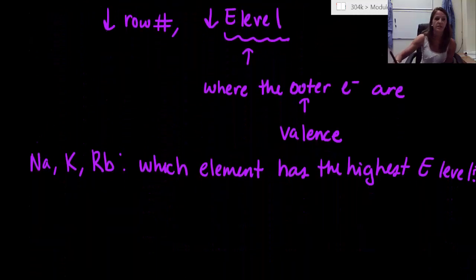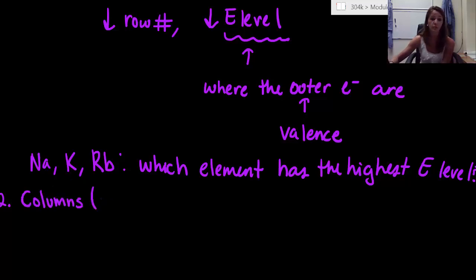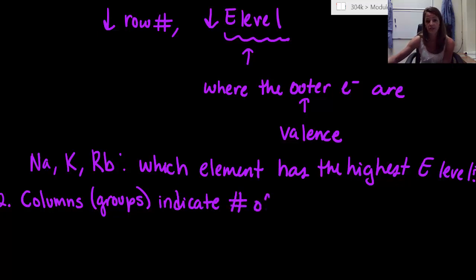The second thing we need to talk about is actually about the columns or the groups. So what we want to say here is that columns, which we know are better termed as groups, are going to indicate your number of valence electrons. So we just talked about valence electrons. We know that they are your outermost electrons. They're the ones sitting in your outermost energy level, your furthest shell from your nucleus. But your columns specifically indicate your number of valence electrons.